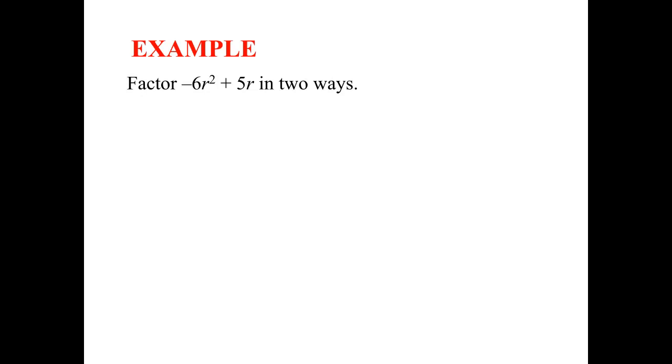So I hinted at this. Sometimes there's a couple different ways to factor. What's one way that I could factor negative 6r squared plus 5r? Negative r, and what else? Positive r. Depending on the need, I could do either a positive r or a negative r. I can factor out a negative r. If I factor out a negative r, what does that give me? What am I left with inside?